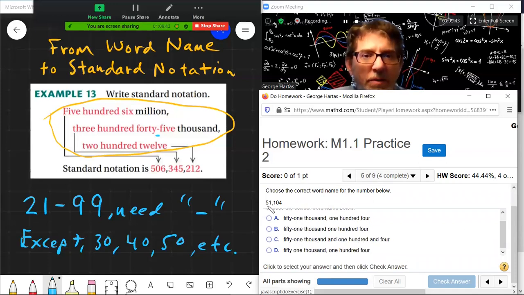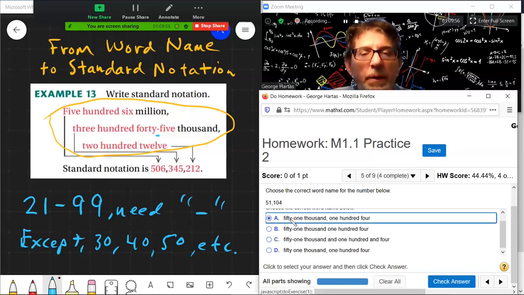Another 51,000, and this time it's 104. 51,104. Okay, so this looks pretty good because the 51 is between 21 and 99, and it has a dash, which it should. We have a comma after the thousands period. Then we have 104, and there's no dash for the 4 because the 4 is not between 21 and 99. So that looks like a winner.